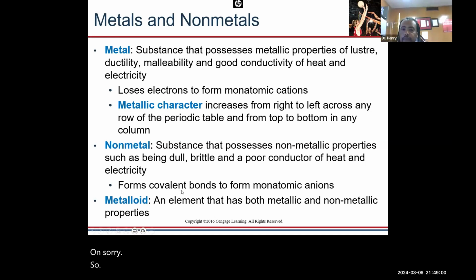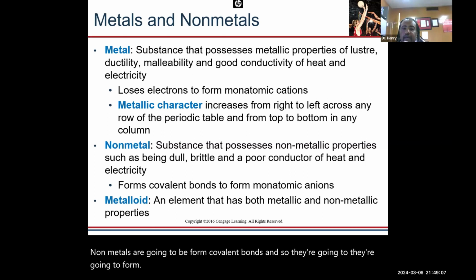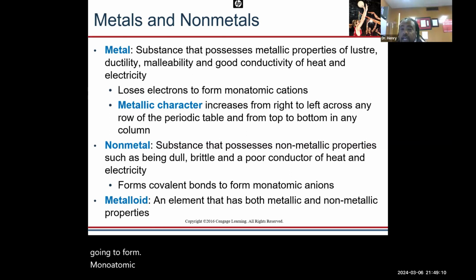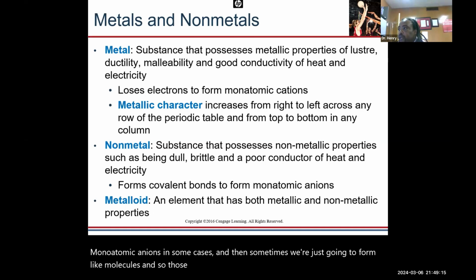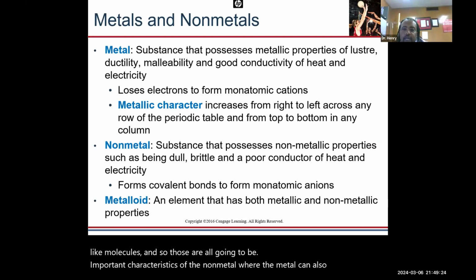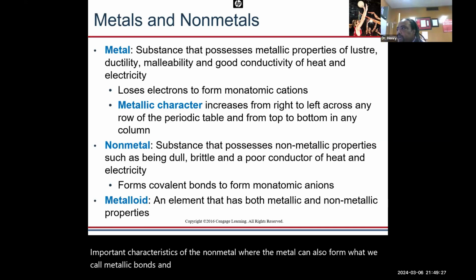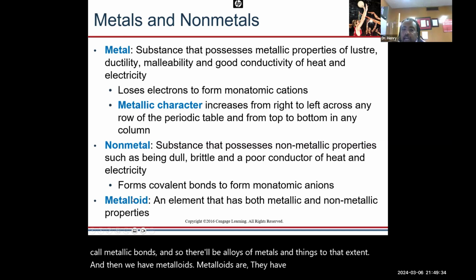Nonmetals are going to form covalent bonds, and they're going to form monoatomic anions in some cases, and then sometimes they're just going to form molecules. Those are all important characteristics of the nonmetal, where the metal can also form what we call metallic bonds. And so there'll be alloys of metals, things to that extent. And then we have metalloids. Metalloids have properties of both metals and nonmetals.